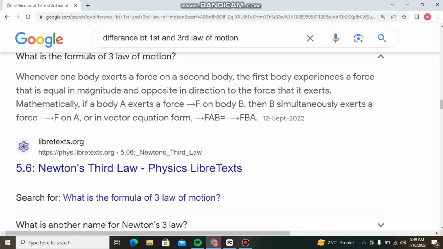What is the formula of the third law of motion? Whenever one body exerts a force on a second body, the first body experiences a force that is equal in magnitude and opposite in direction to the force that it exerts. Mathematically, if body A exerts a force F on body B, then B simultaneously exerts a force F on A, or as a vector equation, FAB = -FBA.